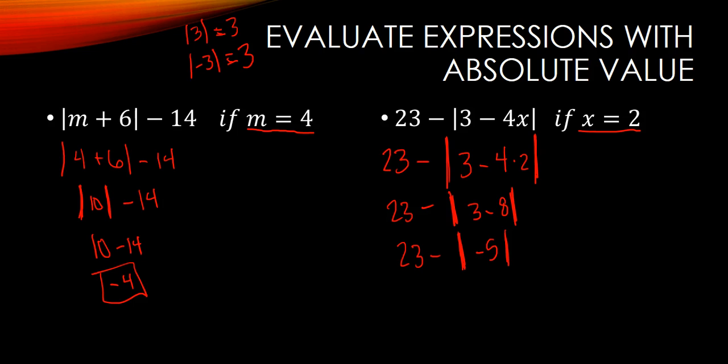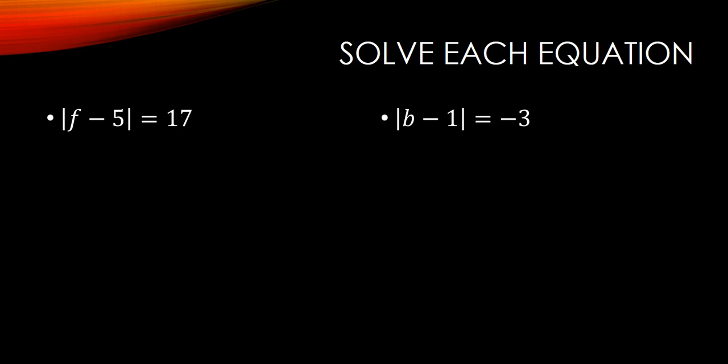Absolute value though of negative 5, so the 23 minus just keeps coming down. Absolute value comes first. We can't distribute that negative into the absolute value, so we need to take the absolute value of negative 5 and get 5. So it's 23 minus 5, which is 18. Okay. So that's evaluating expressions. So just remember, absolute value should be a positive number because distance is positive.